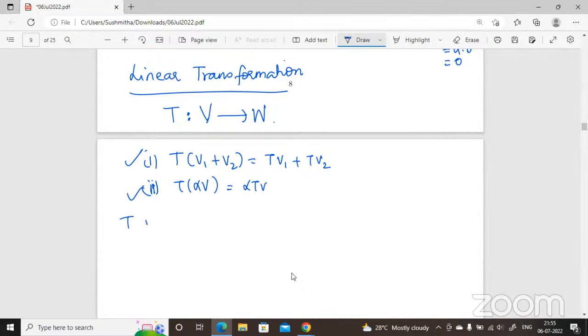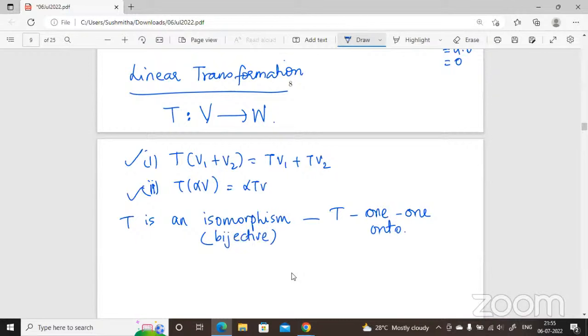When you say a linear transformation is an isomorphism, then T of V equals W, and T is one-to-one and onto. Bijective. Yeah, it is bijective. Isomorphism means bijective, so it is both one-to-one and onto.